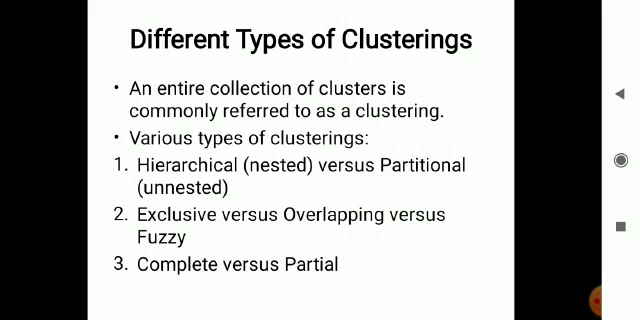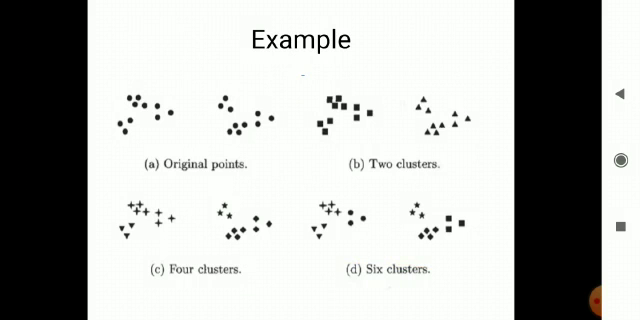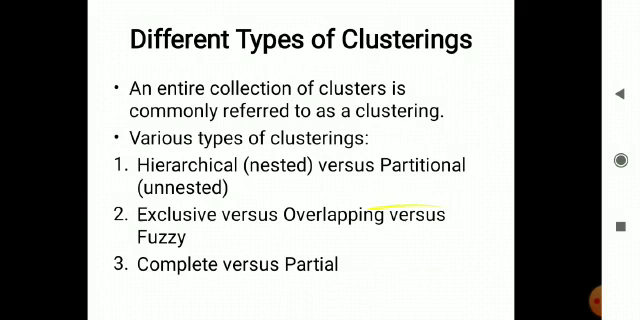Coming to the next one, that is unnested clustering. What do you mean by unnested clustering? That is nothing but partitional clustering. It is simply the division of the set of data objects into non-overlapping subsets. What do you mean by non-overlapping subsets? Each data object is present in exactly one subset. If you consider a data object, it cannot belong to more than one cluster; it can belong only to a single subset of cluster. If you look at the previous example, figures B to D all represent the partitional type of clustering technique.